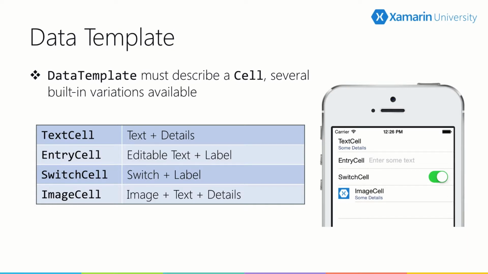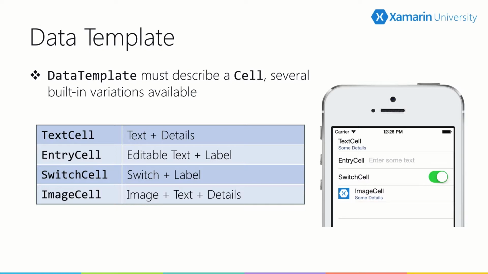The built-in styles that are available to us can be seen here. We have the text cell, which renders some text, plus, with smaller font, some detail text. We have an entry cell that shows an editable text field and a label. Up next is the switch cell, which contains just a label and a checkbox. And then we have the image cell. This derives from the text cell and adds an additional image on the left-hand side.